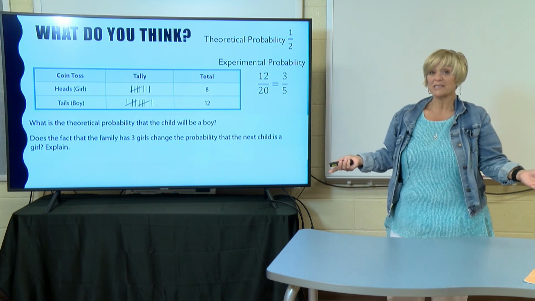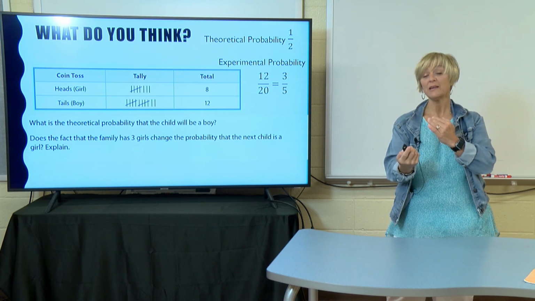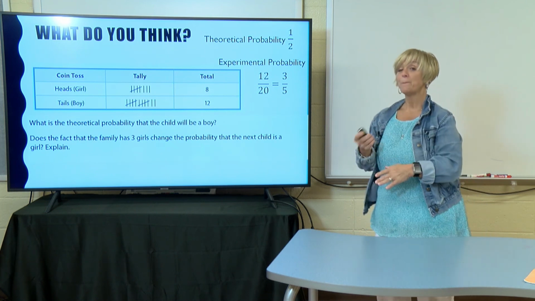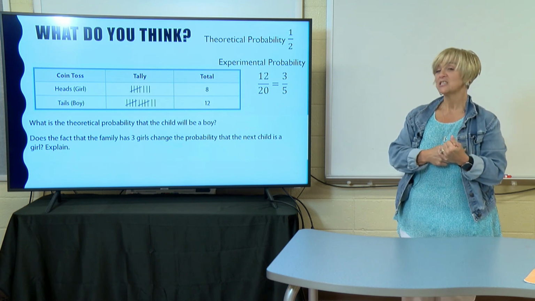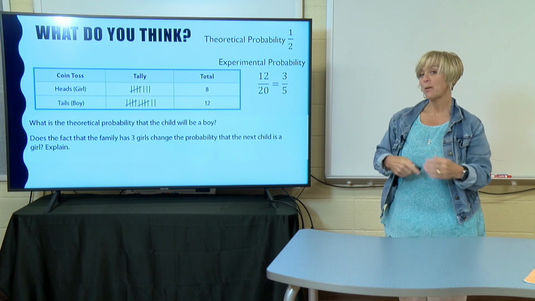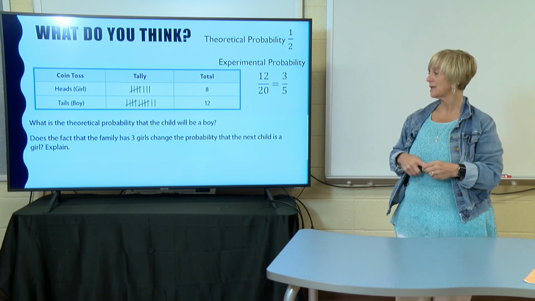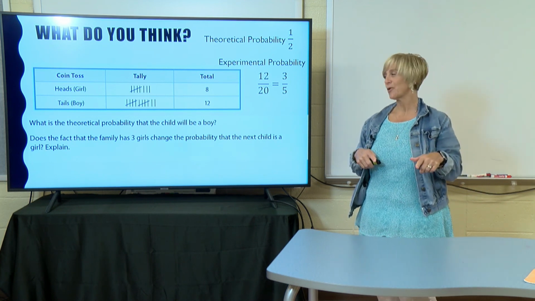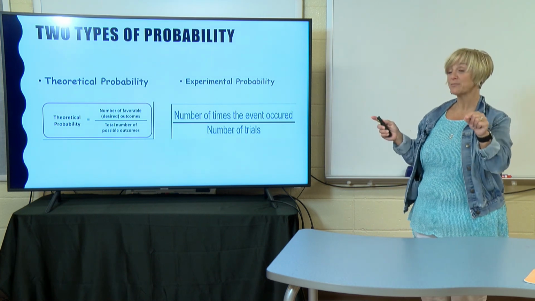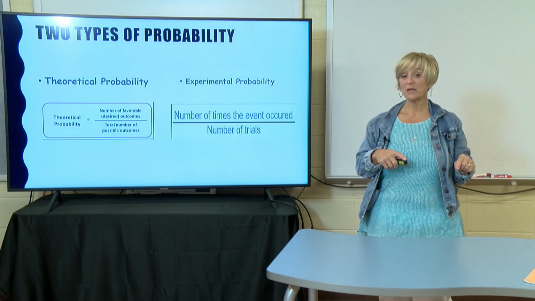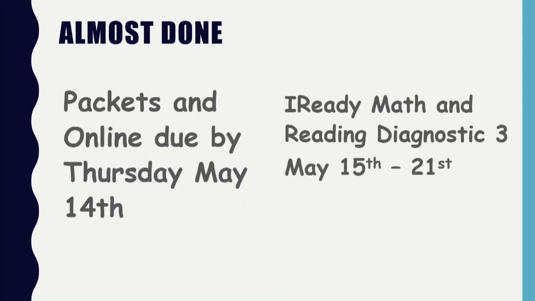Well, they flipped more coins this time. So their theory is 1/2, but their actual experiment came up different. So can we really predict in probability, in this case, that coin flips would result in saying if they would have a boy or a girl? Probably not. So let's review. There's 2 types of probability. Theoretical, which means what you think will happen, and experimental, what actually did happen.